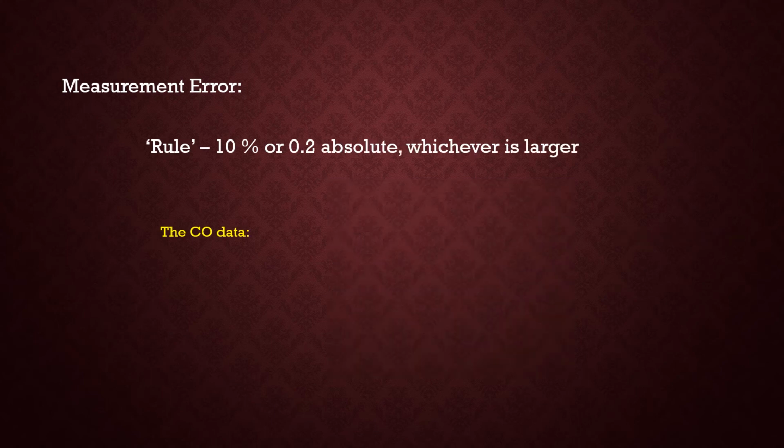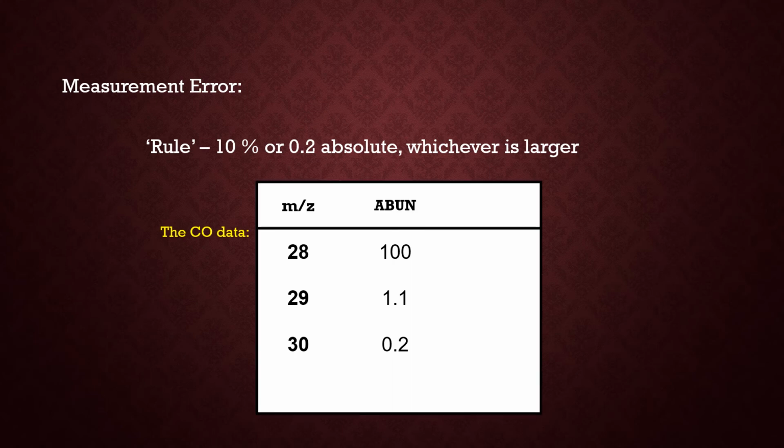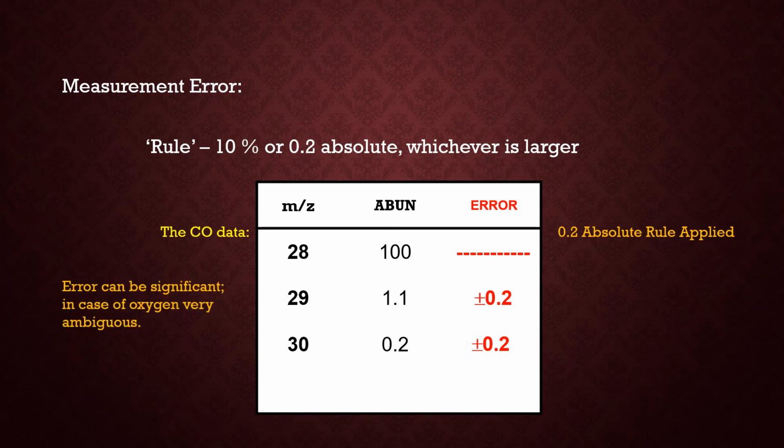So if I look at the carbon monoxide mass spectrum, I got this table of data. The parent ion goes through as m/z 28. It has isotopic satellites at 29 and 30, which were visible. If I apply the 0.2 absolute rule, since 10% gives me a smaller value in both cases, I have plus or minus 0.2 for the 29, and plus or minus 0.2 for the 30. And this points out a conundrum, a problematic aspect of dealing with mass spec.